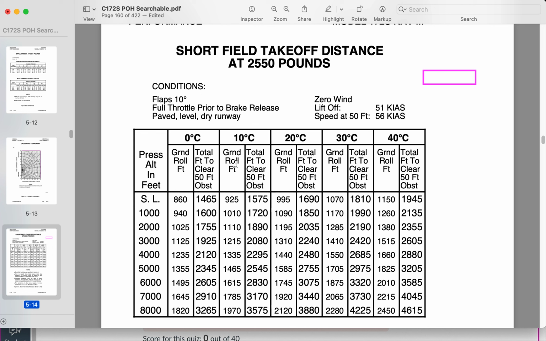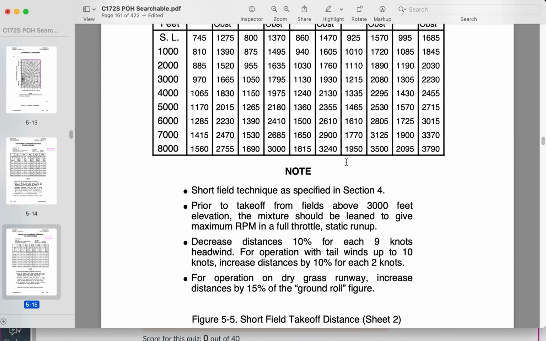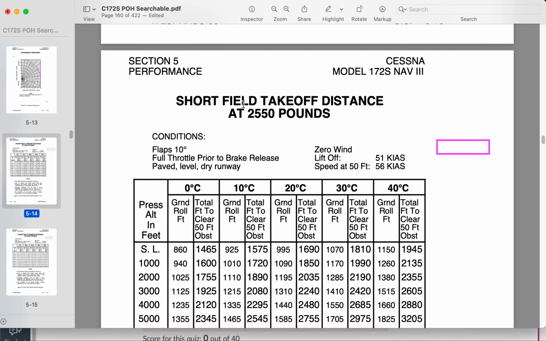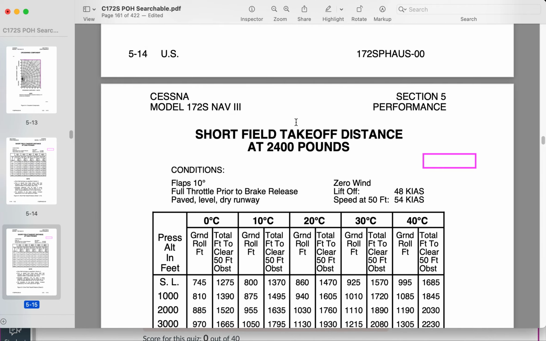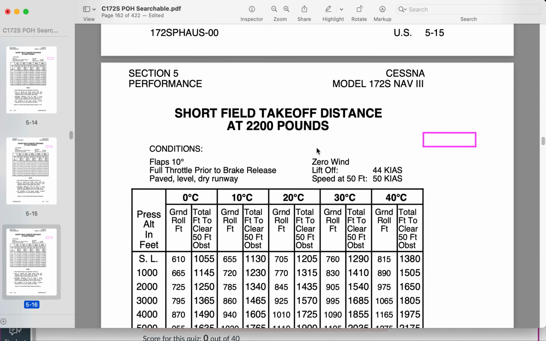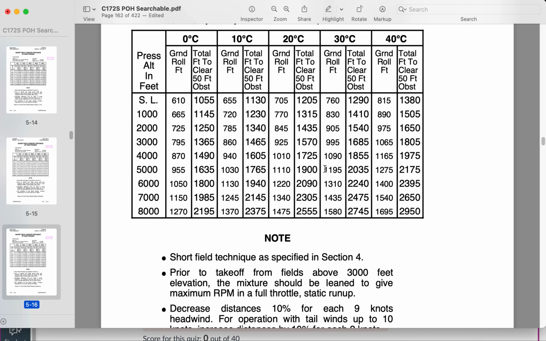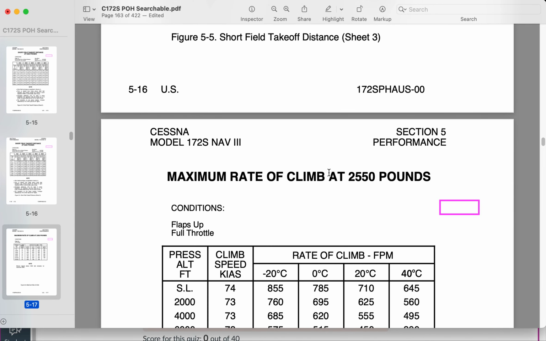We already went through the short field takeoffs, and literally that's why I have this, so I can highlight the one I want and make sure I give the right answer. And you notice there's a max gross weight takeoff. There's a 2,400 pound takeoff chart. There's a really lightweight 2,200 pound takeoff chart. And you notice these numbers will be way less than the heavy numbers are.